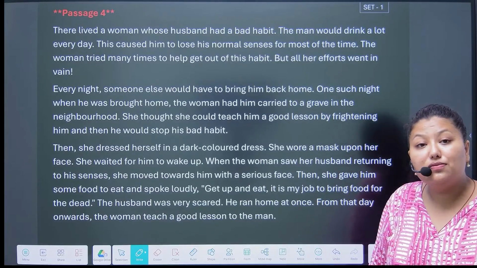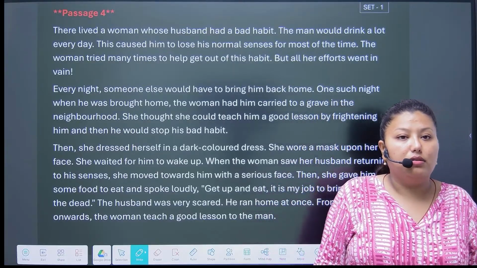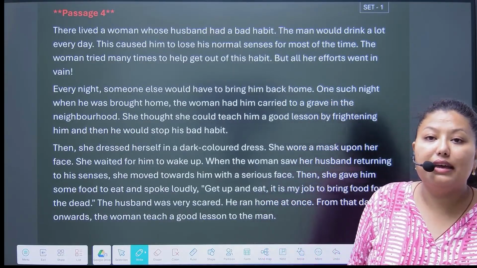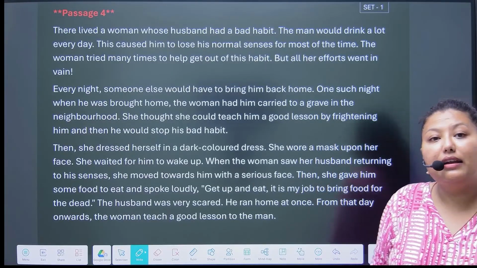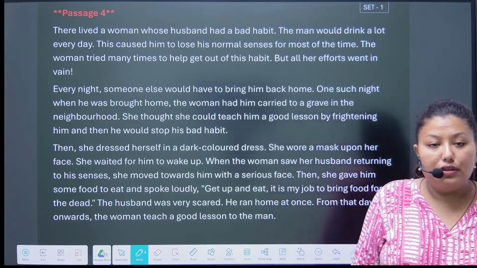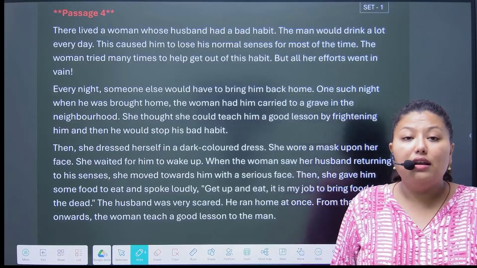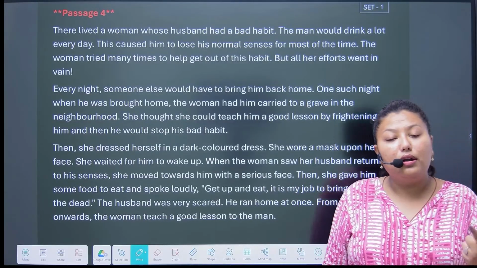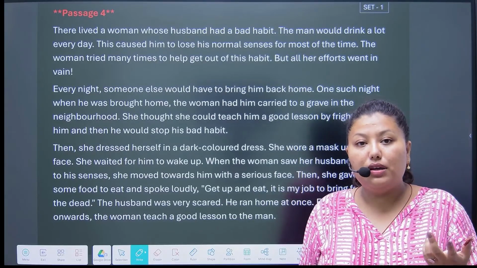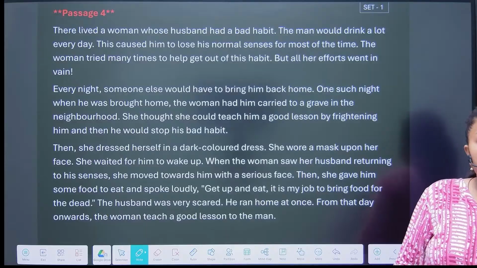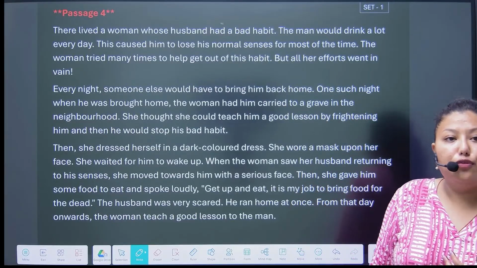The husband was very scared. Why? Because he was thinking that he is dead. That's why the person is saying that it is my job to bring food for the dead. He ran home at once. After listening to his wife, who was wearing a dark colored dress and saying, get up and eat, it is my job to bring food for the dead.